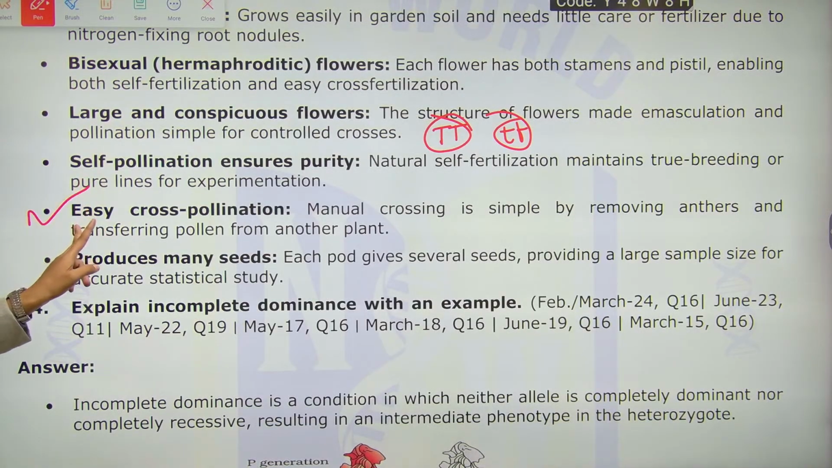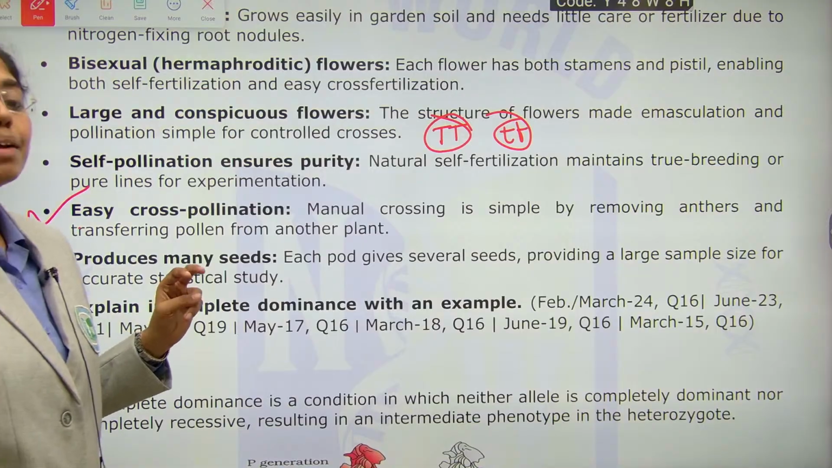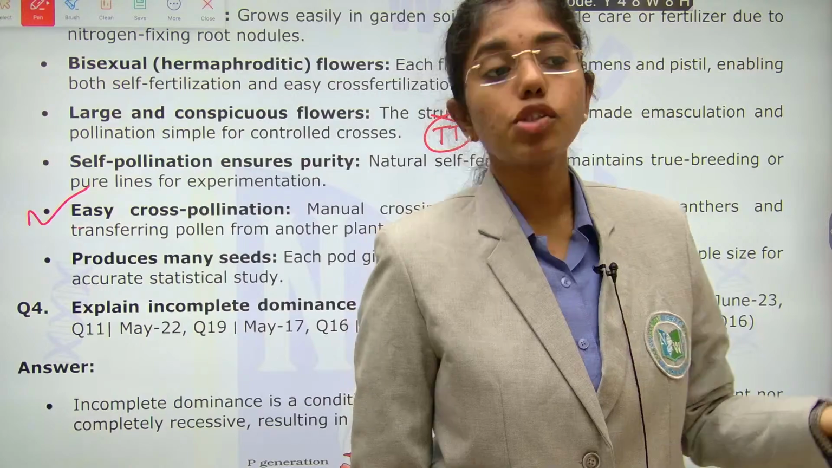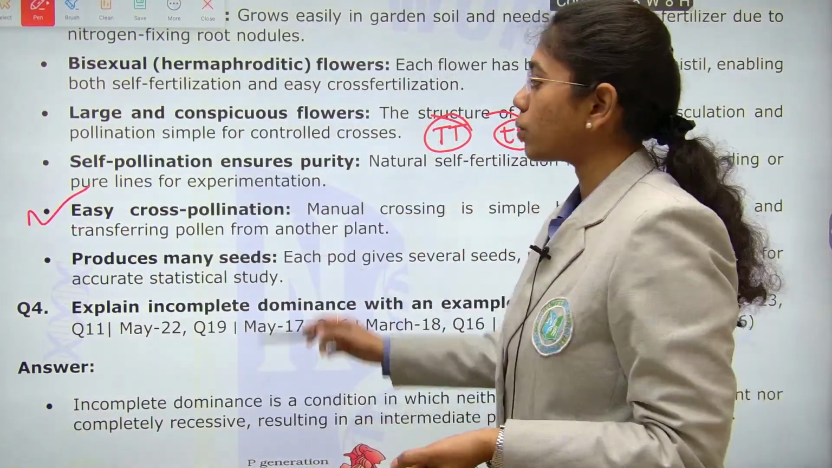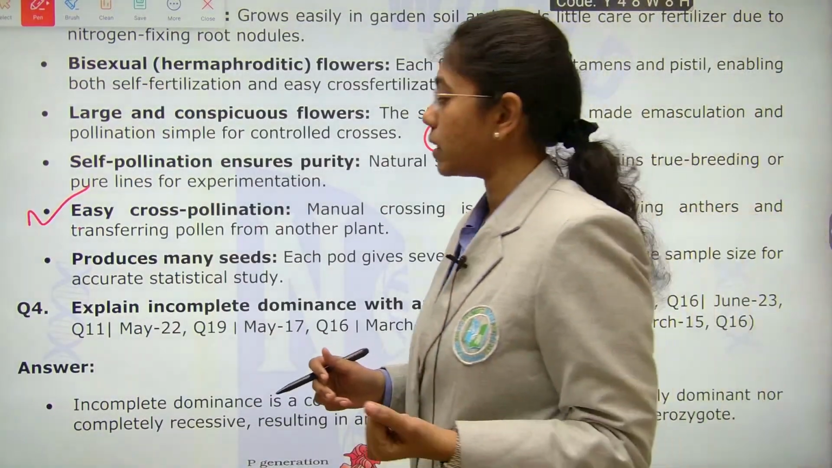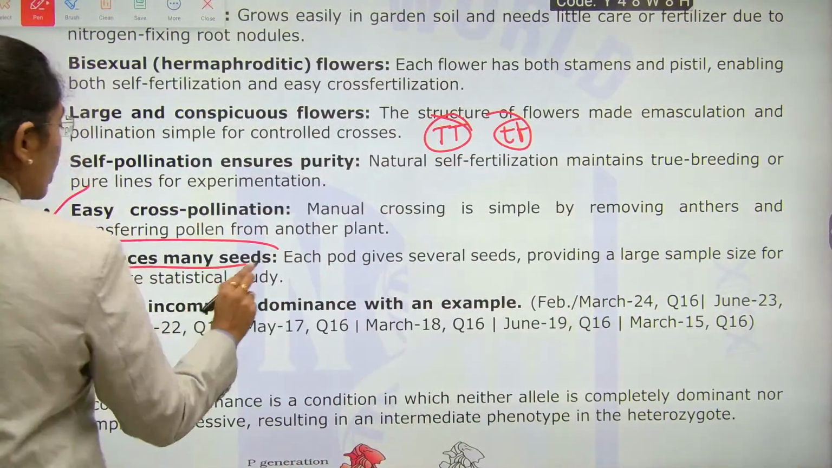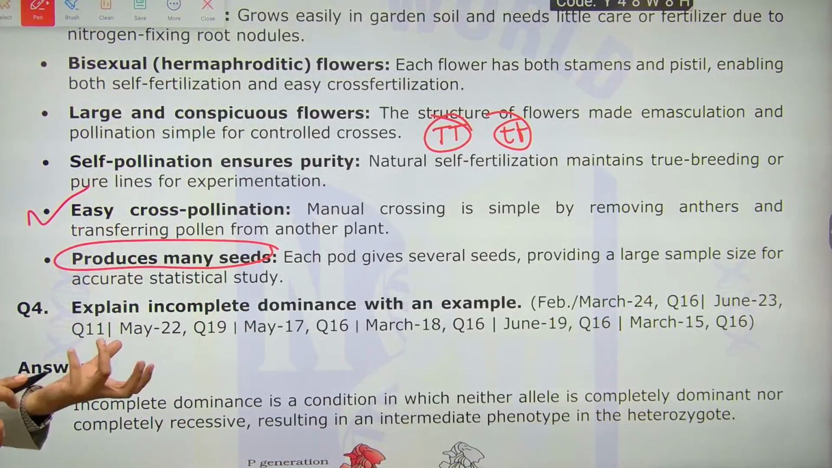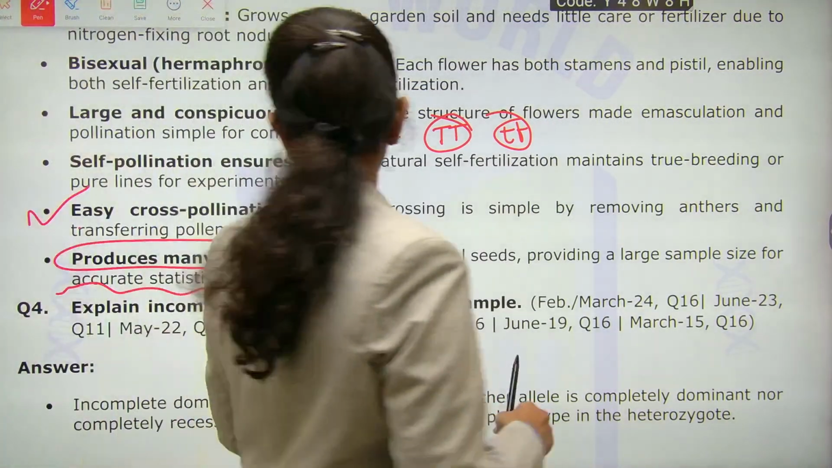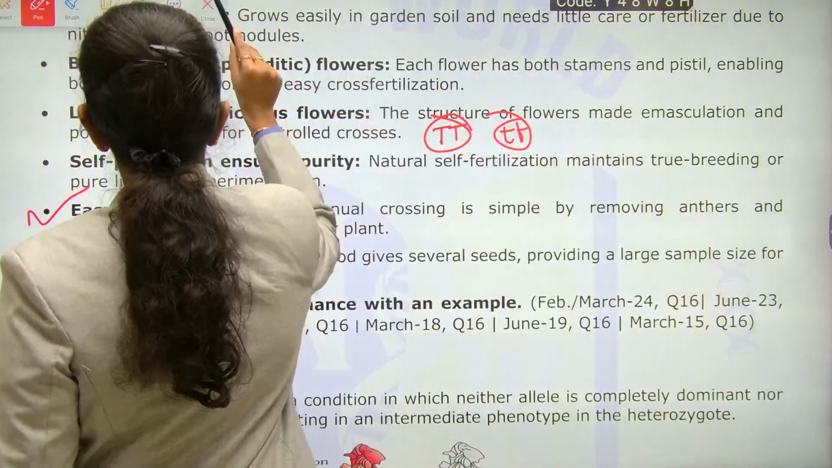Next is easy cross-pollination. By removing the anthers from a bisexual flower, by the process of emasculation, it is easy to conduct cross-pollination. Next, this produces many seeds. Each pod gives several seeds, providing a large sample size for accurate statistical study. Next, explain incomplete dominance with an example.